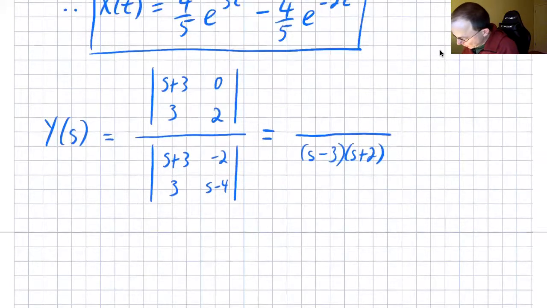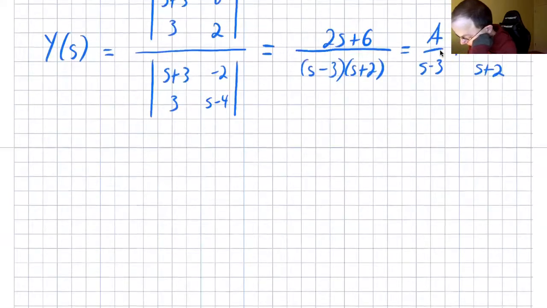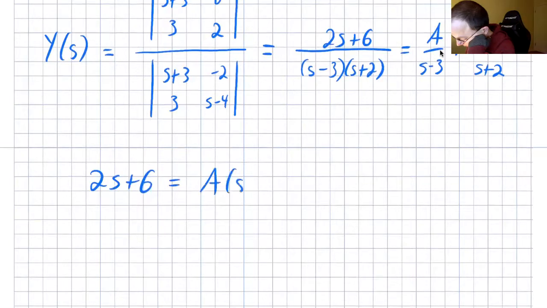And then the numerator is going to be s plus 3 times 2 minus 0. So we get 2s plus 6 in the top. And we're going to do partial fractions here. Like that. Okay, so we get 2s plus 6 is equal to a times s plus 2 plus b times s minus 3.